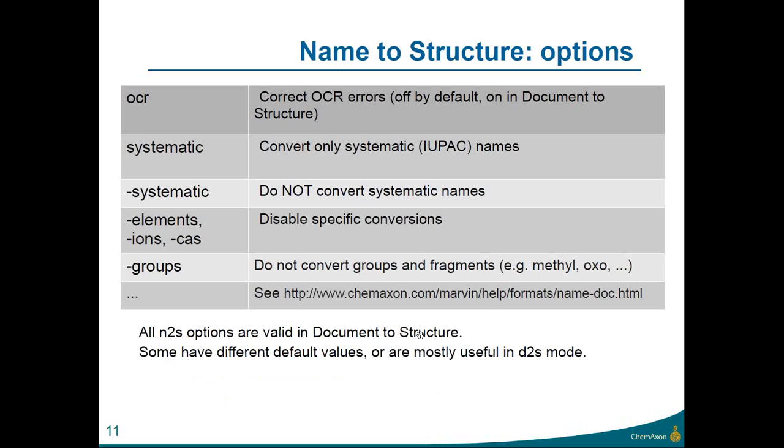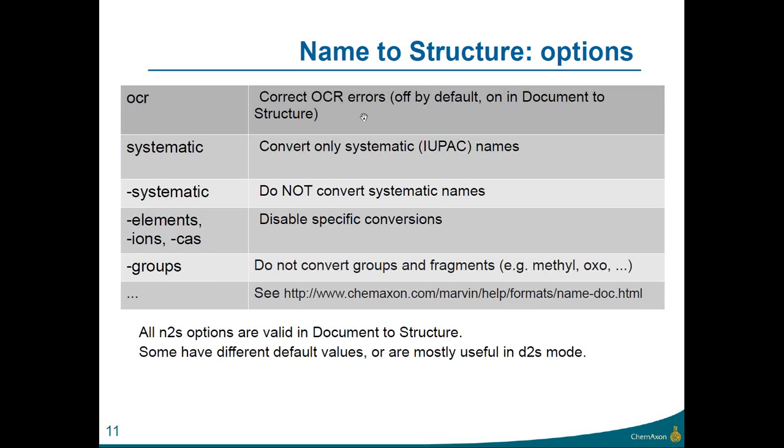Again, name to structure has many options, and I will mention some that are the most commonly useful. So I mentioned the OCR error correction. There's this OCR option that will activate it, because by default it's off. I don't know if it should be on by default, but historically it was not there. When you use document to structure, we'll see later, you will very often need it, so it's on by default there. But if you use name to structure directly, then it's off by default, but you can activate it.